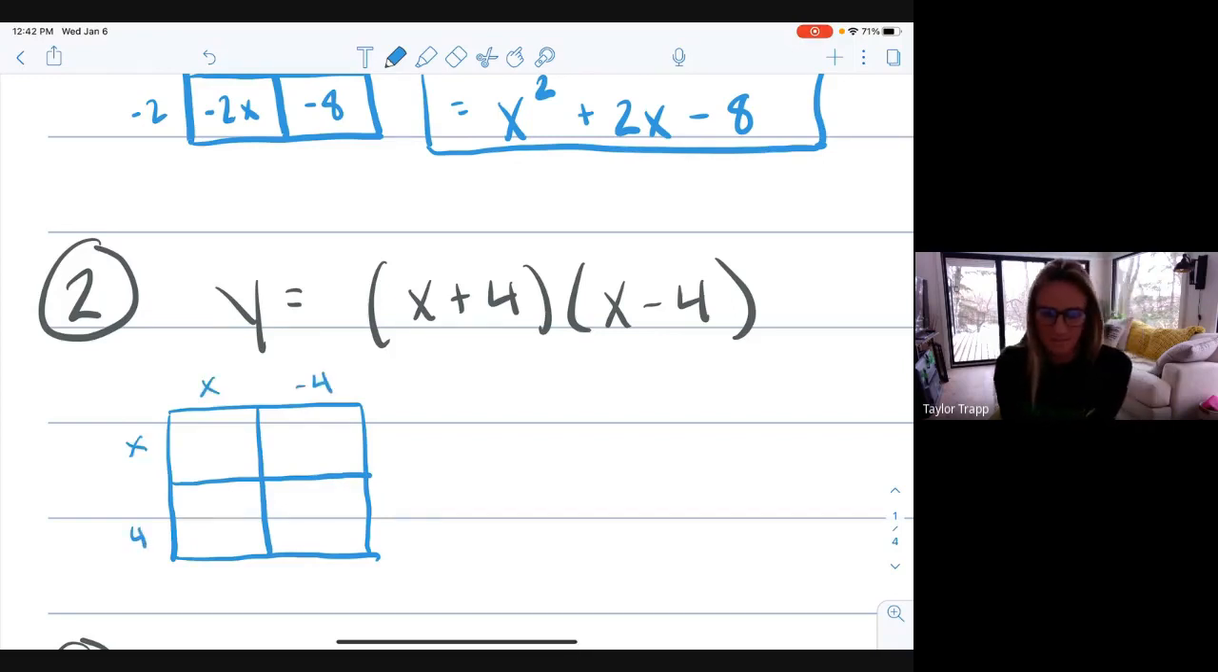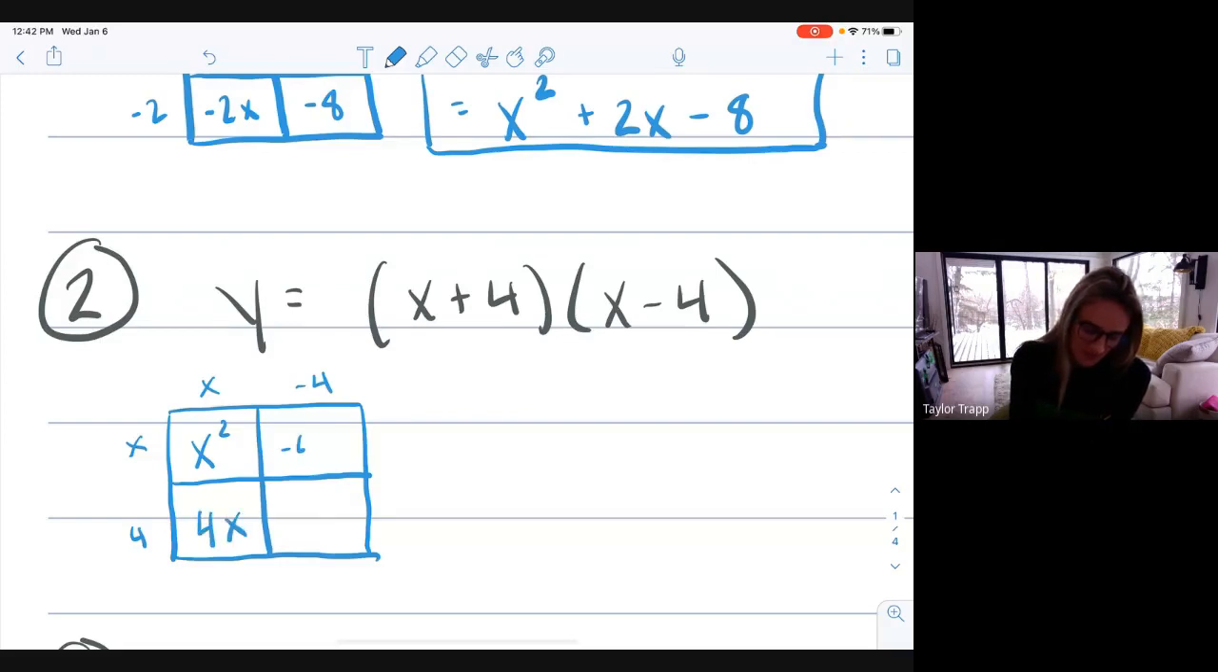I'll show you where and why. So if we multiply, we've got x times x, so that's x squared. 4 times x, that's 4x. Negative 4 times x is minus 4x, and then 4 times negative 4 is a negative 16. And then I'll pause there.